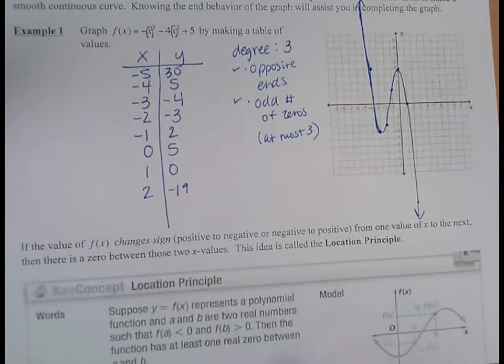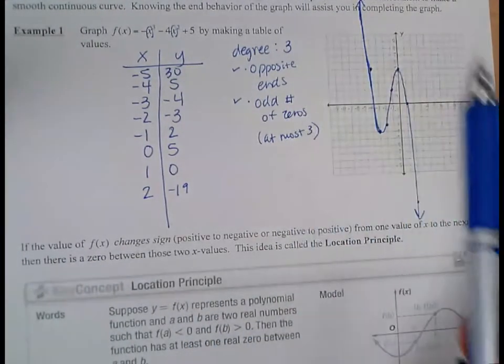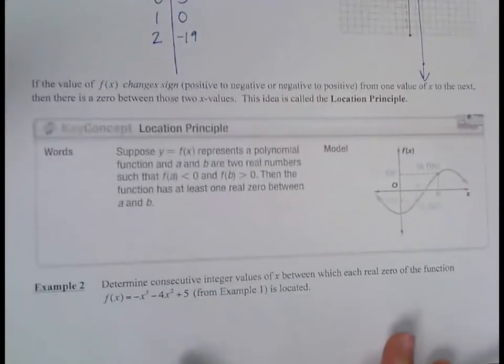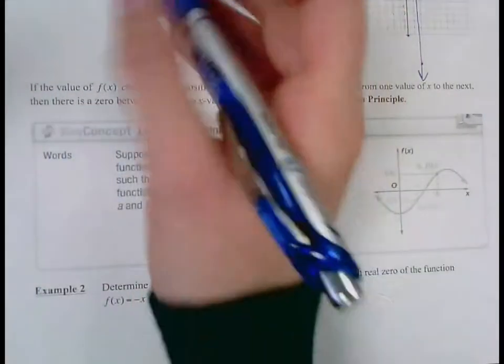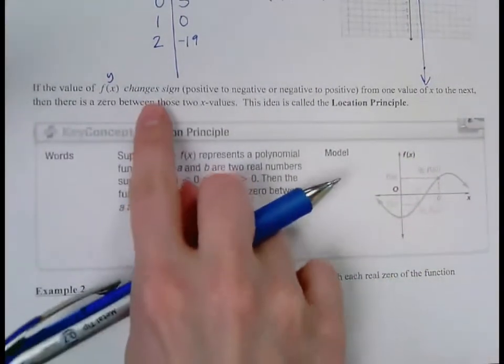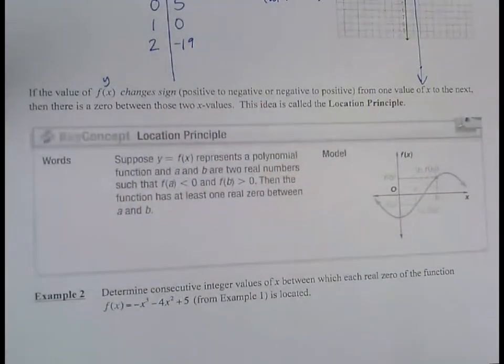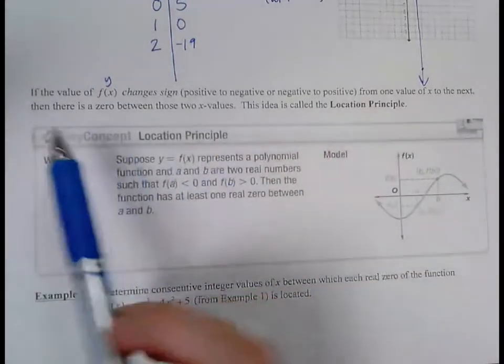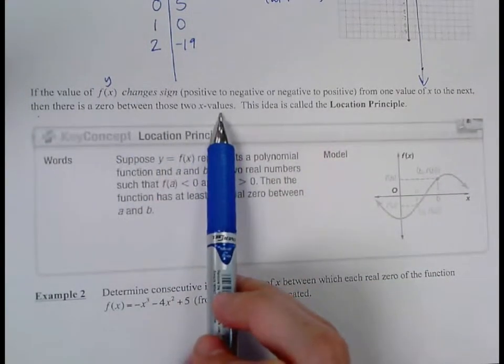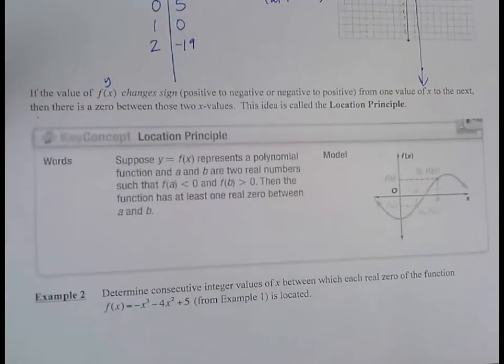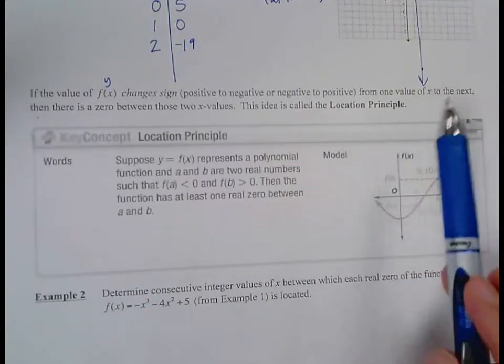Then, in example 2, we're actually using this same graph, but what we need to talk about leading up to then is something that is not new. This is locating the zeros of the graph, so saying what they are or where they're located. It says if the value of f of x, which is your y, changes sign, so from positive to negative or negative to positive, from one value of x to the next, then there's a 0 between the two x values. We talked about this already with quadratics. This is called the location principle.